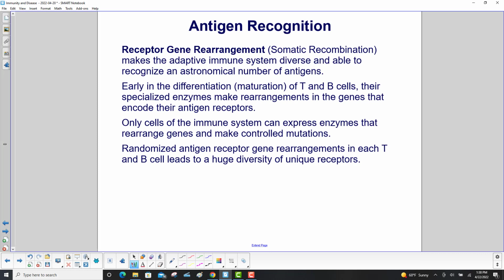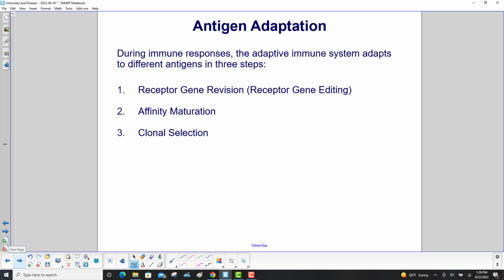Receptor gene rearrangement, also known as somatic recombination, makes the adaptive immune system diverse and able to recognize an astronomical number of antigens. Early in the differentiation, that is, the maturation of T and B cells, their specialized enzymes make rearrangements in the genes that encode their antigen receptors. Only cells of the immune system can express enzymes that rearrange genes and make controlled mutations. How cool is that? Randomized antigen receptor gene rearrangements in each T and B cell leads to a huge diversity of unique receptors.